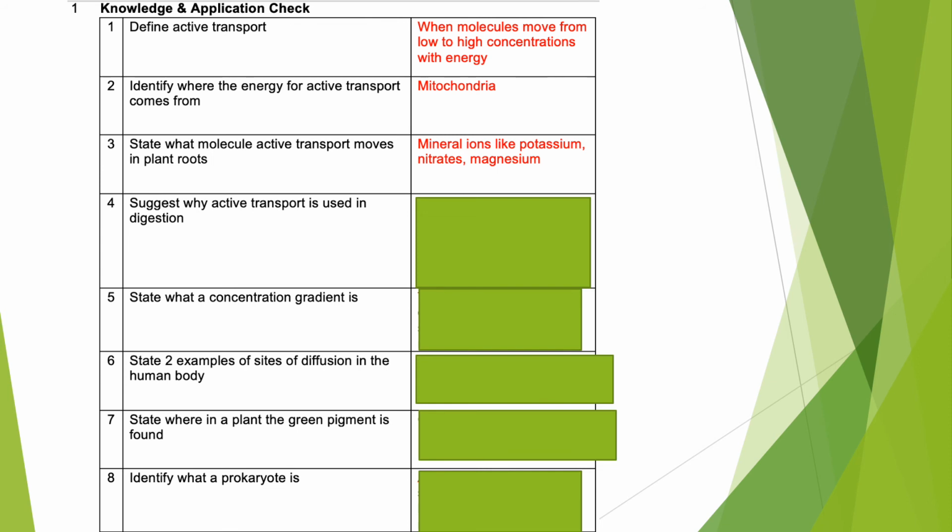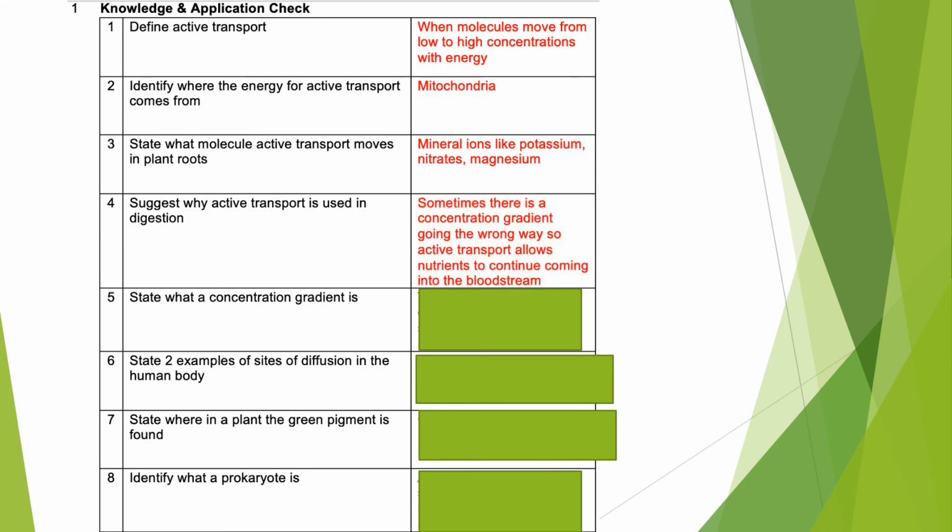Number four, suggest why active transport is used in digestion. This is a little bit of a lengthy answer, but again, just try to get the gist of it. Sometimes there's a concentration gradient going the wrong way, so active transport allows nutrients to continue coming into the bloodstream. If that seems confusing, just go back to the checkpoint question that we just did, where it explains why, if the concentration gradient is going the wrong way and we didn't have active transport, then we would be losing glucose from our body.